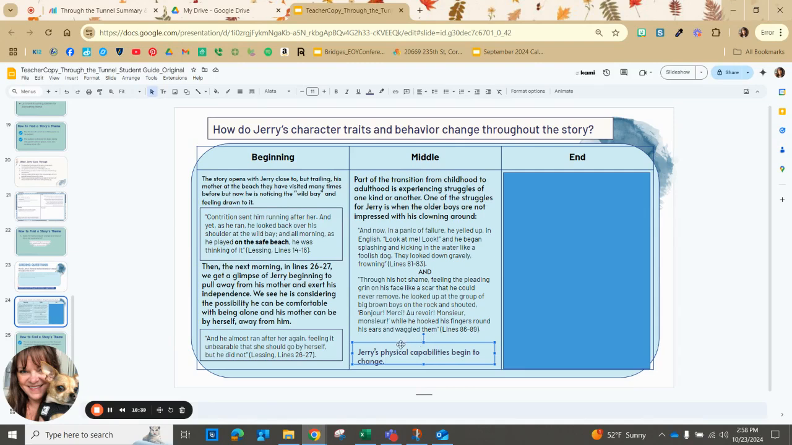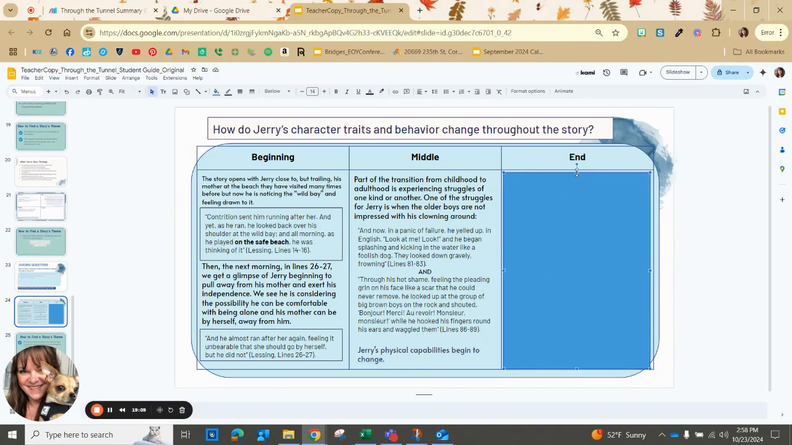And then I did add this, but I'll probably take it out of here. Another thing we could explore are Jerry's physical traits. So I just want you to know that the table that I'm going through right now is mainly showing one aspect of the story, but you could also start another table showing Jerry's physical capabilities changing. But I do kind of allude to that in this end column. So let's see what we come up with here.